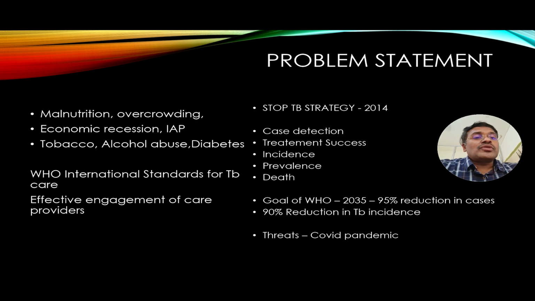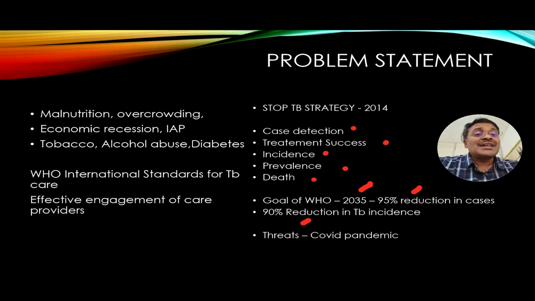In the Stop Tuberculosis strategy, the following factors were given more importance for control of tuberculosis: case detection, treatment success, incidence, prevalence, and death rate due to tuberculosis. Now, according to the End Tuberculosis strategy, the goal is very ambitious. That is, by 2035, 95% reduction in deaths and 90% reduction in tuberculosis incidence has to be achieved. That is the ambitious goal of WHO.